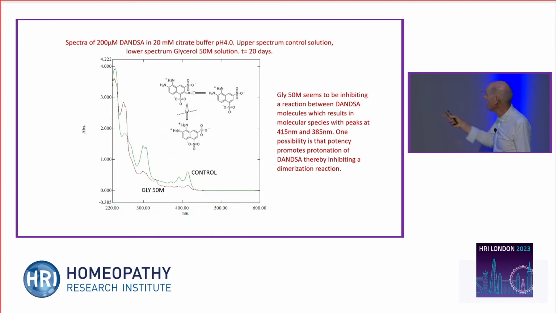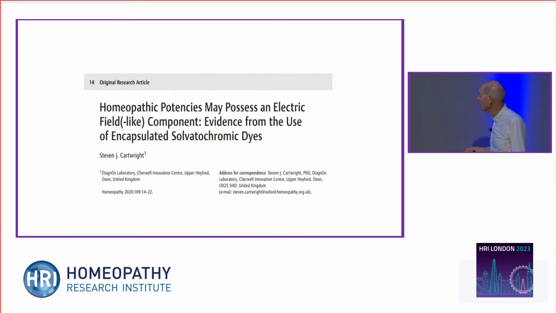And then with this other compound, again, you see a very big difference between controls and potency solutions. So there's some sort of what we think is an intermolecular reaction, which is inhibited by the potency. And I think it's because what actually happens is that potency promotes protonation, and then that stops that intermolecular reaction going on. So there's some big differences which you can exploit.